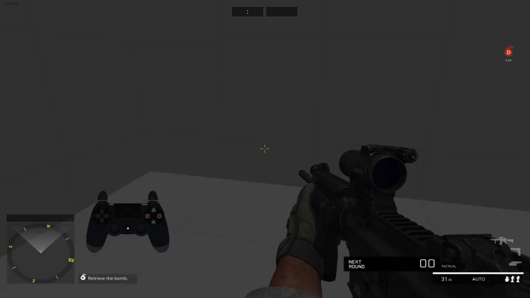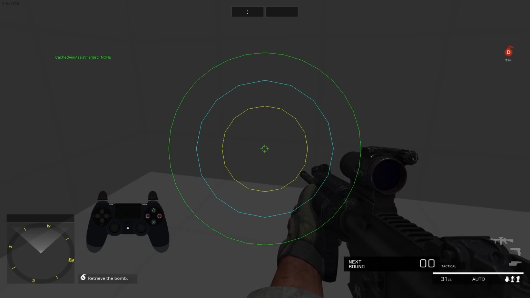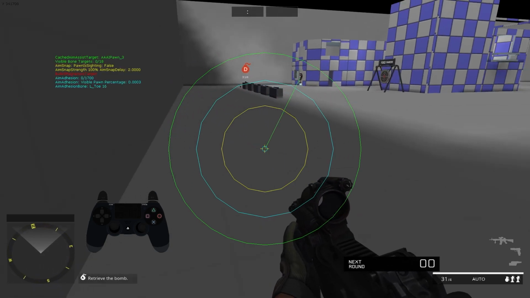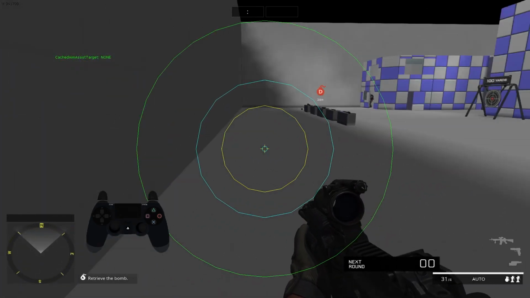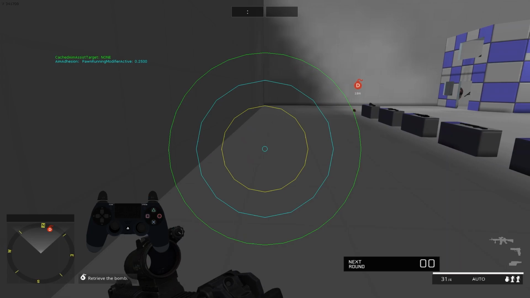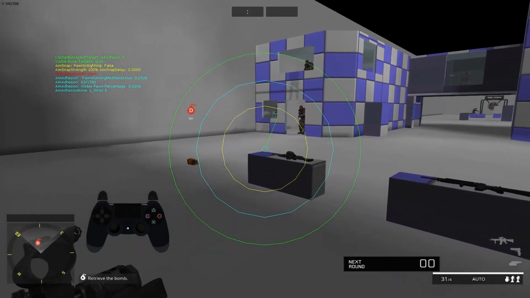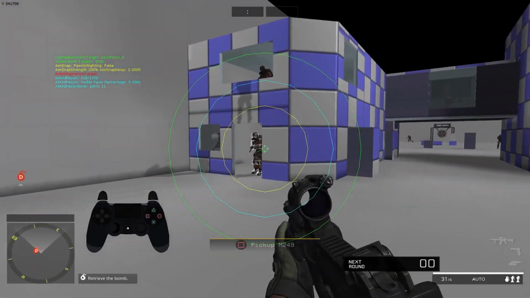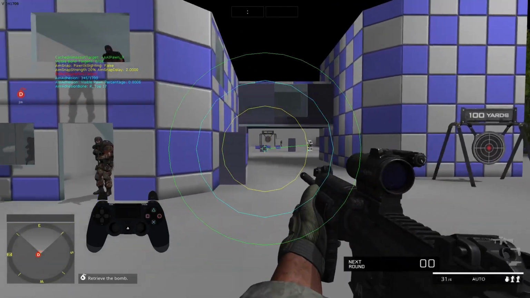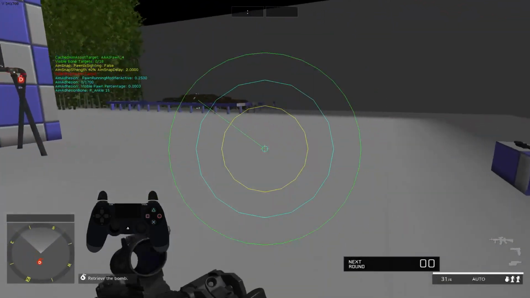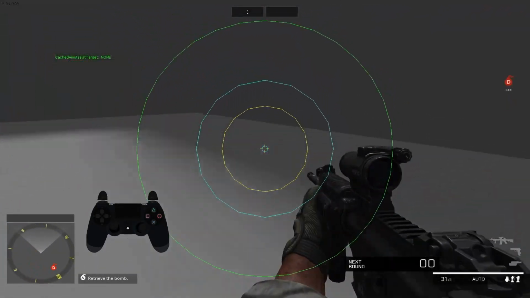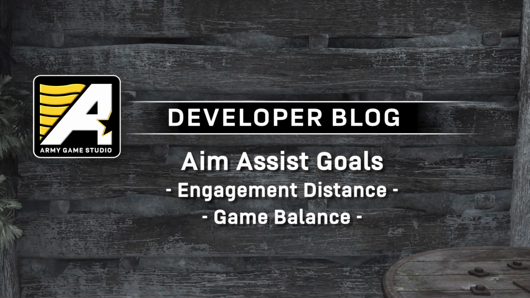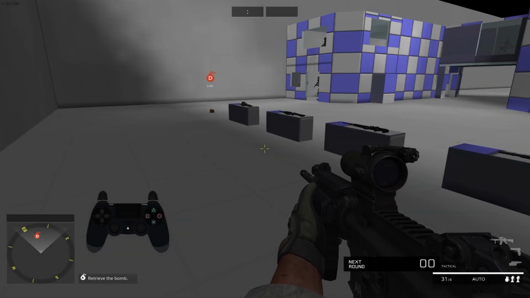Let's talk about aim assist. Let's just start with the whole picture, right? So this is our aim assist, and we're going to go through each and every one of these parts, okay? This is a quick look at what aim assist is doing. We're going to go through this step by step.